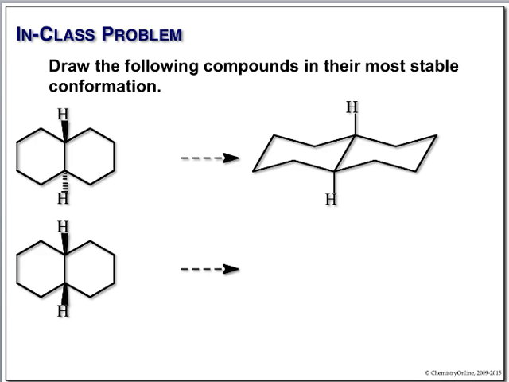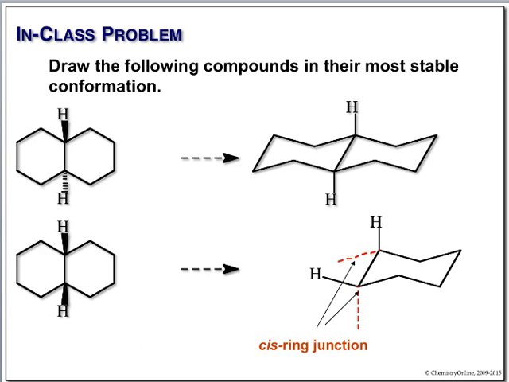Now let's see what would happen if we had a cis ring junction. Gonna do exactly the same thing. Let's start off with just the backbone. Now I put in two hydrogens and I've made them cis, right? Cis means they're both on the same side, so one must be axial and the other must be equatorial. Now this is an equatorial bond, this is the axial bond.